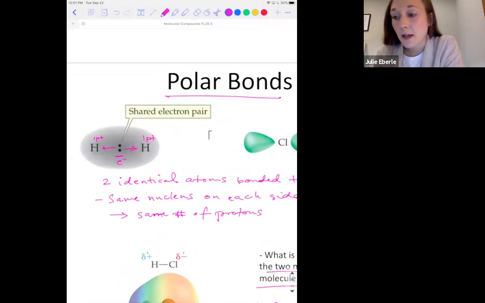Now, here's what we can say about the tug-of-war match. If this is a tug-of-war match, which side is going to win? Well, we don't know, right? Because it's their equal strength. The team on the left and the team on the right, equal strength. So the electrons are shared equally. They're being pulled equally in those opposite directions.